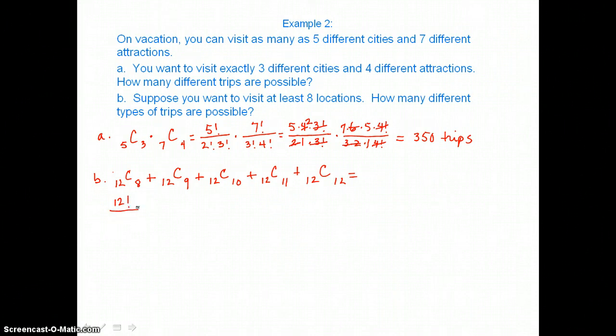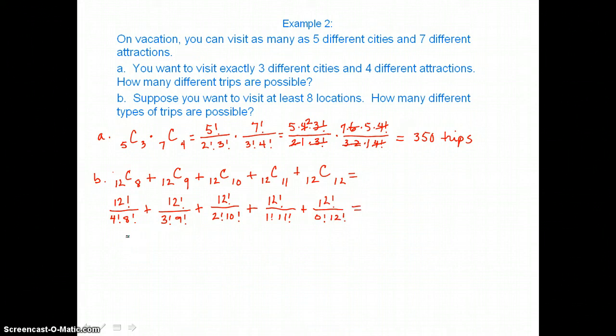So let's start with 12 choose 8. That's 12 factorial over 12 take away 8, which is 4 factorial, 8 factorial, plus 12 factorial over 12 take away 9. That's 3 factorial, 9 factorial, plus 12 factorial over 12 take away 10, which is 2 factorial, 10 factorial. Okay, our fourth term, 12 factorial over 12 take away 11, which is 1 factorial, 11 factorial. And the last term, 12 factorial over 12 take away 12, which is 0 factorial, 12 factorial.